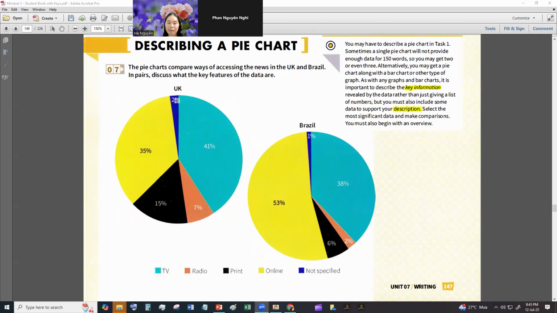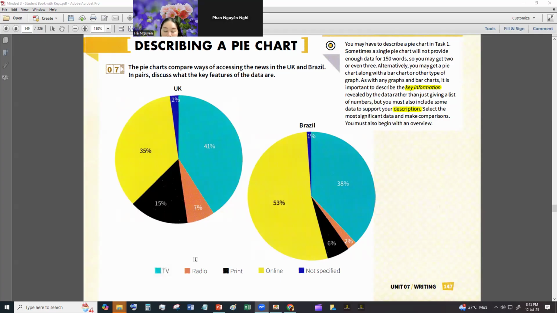Okay, so let's have a look at the UK. What are the 2 most common ways in the UK to access news? It is through TV and online. Thank you very much. TV and online, with TV at 41% and online at 35%.